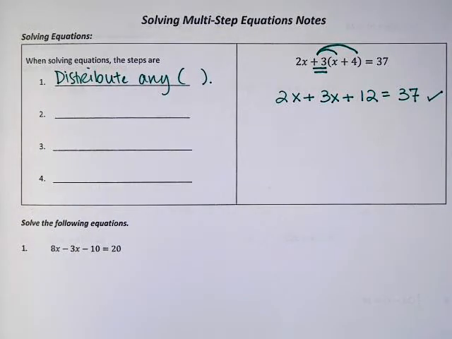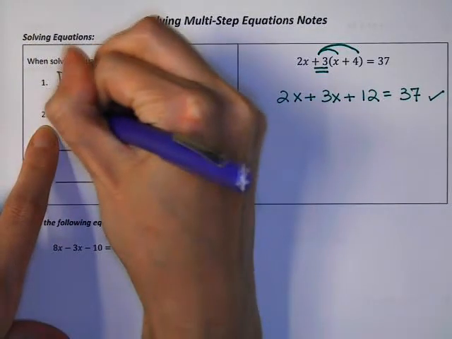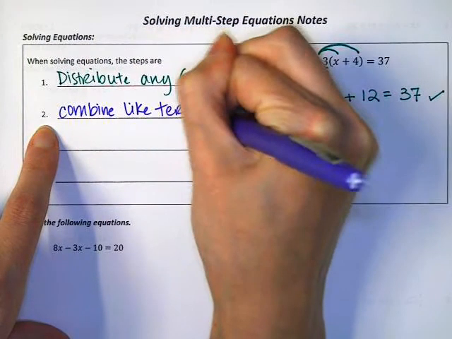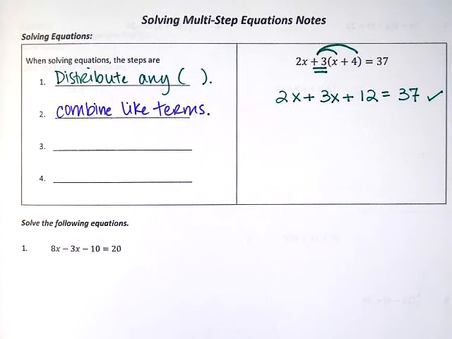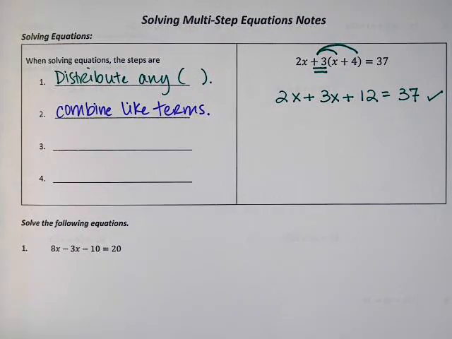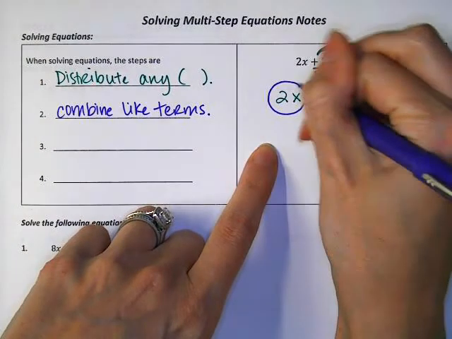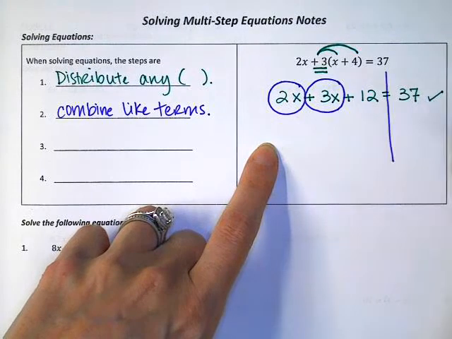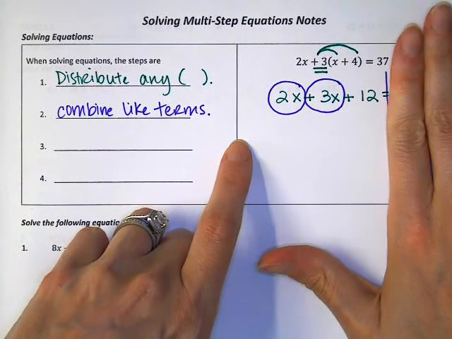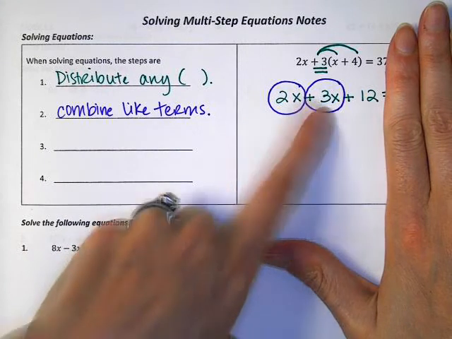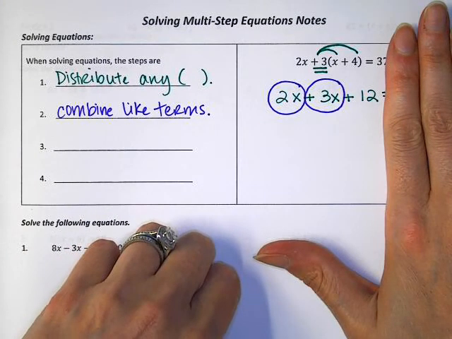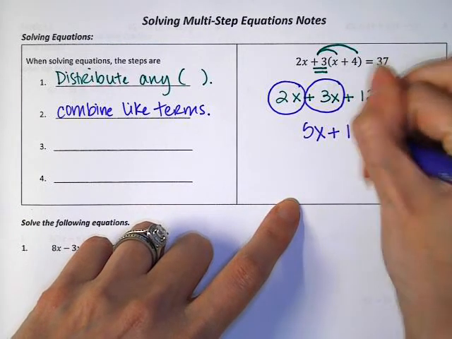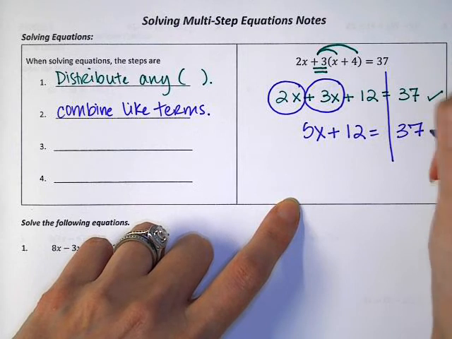Now, step 2 is going to be to combine any like terms, if there are any. And I definitely do see some like terms, 2x plus 3x. We're going to combine those right away. Now, one thing to note is only on one side of the equal sign. So only combine like terms if they're on the same side. So 2x plus 3x is now 5x. So we have 5x plus 12 equals 37. And that's it for that step.